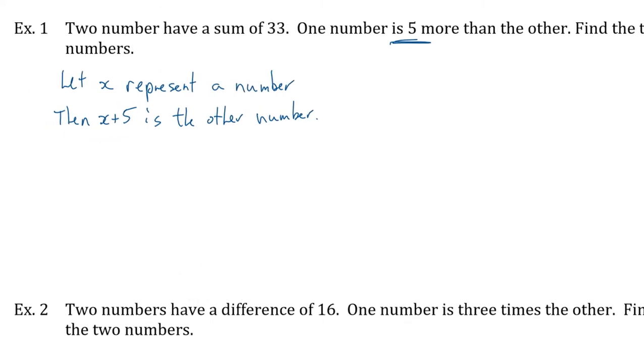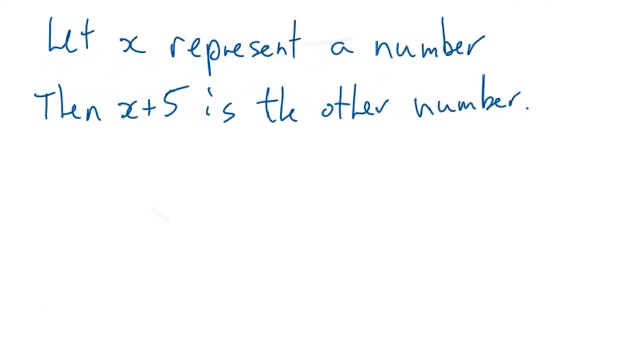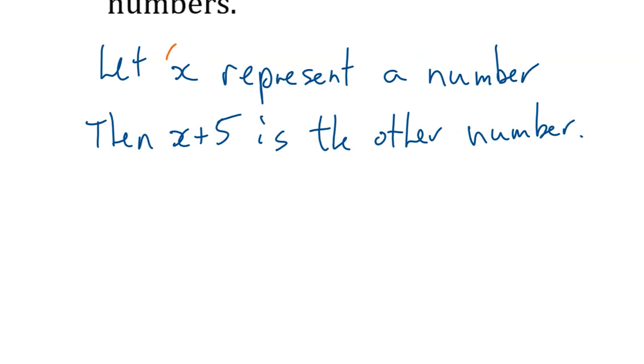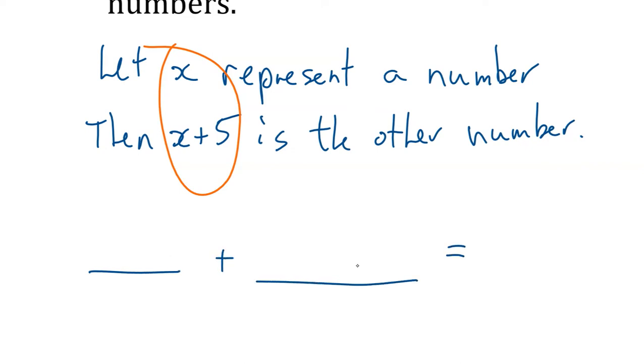Here's the trickier part, I think. The two numbers have a sum of 33. What are the two numbers? And what does sum mean? I think what you were saying was x and x plus 5. Good. And what does sum mean? Yeah, the total. So you're adding them. So we have one number plus a second number is 33.